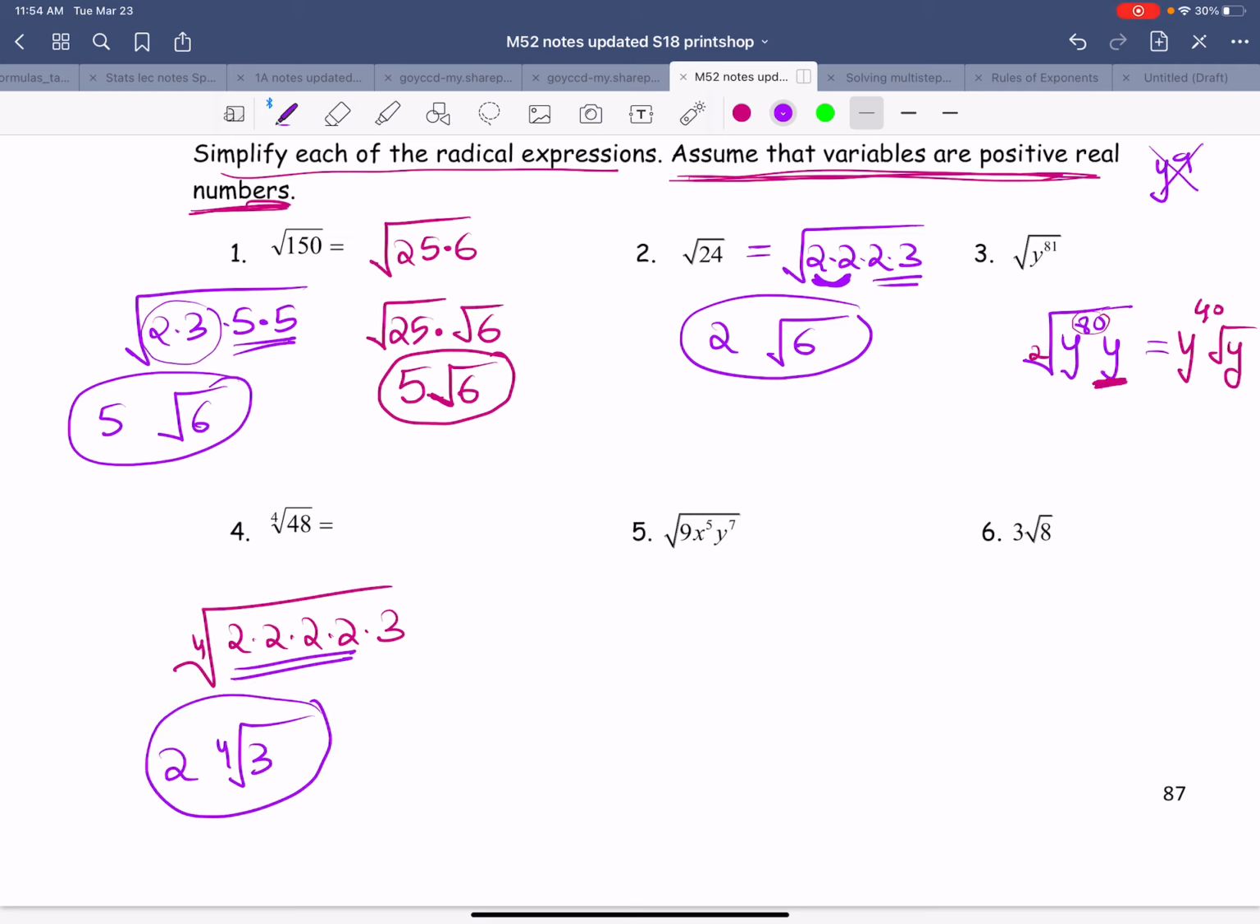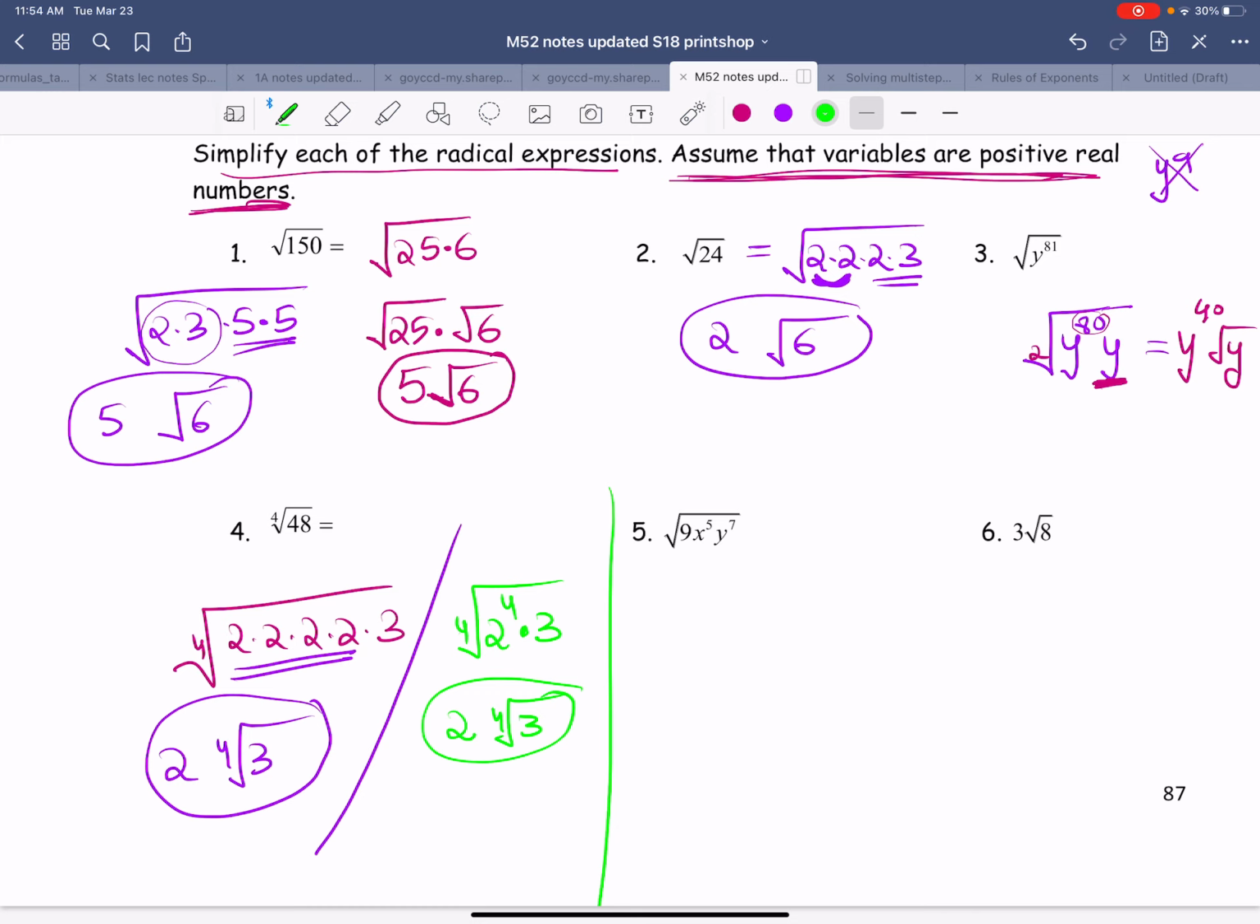Okay, you could also express it in a slightly different way, which is fourth root of 2 to the 4th power times 3, because we have 4 2's inside. When you divide the index and the exponent, 2 comes out and you have fourth root of 3, same thing.